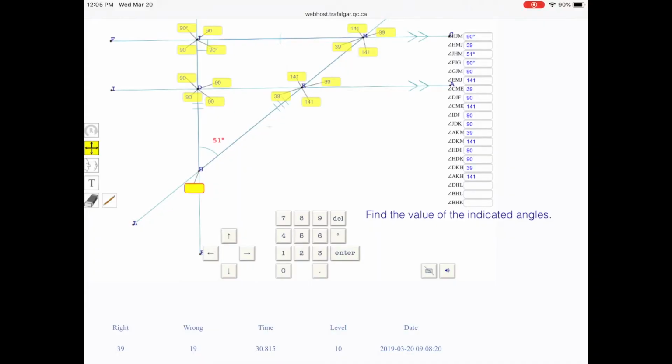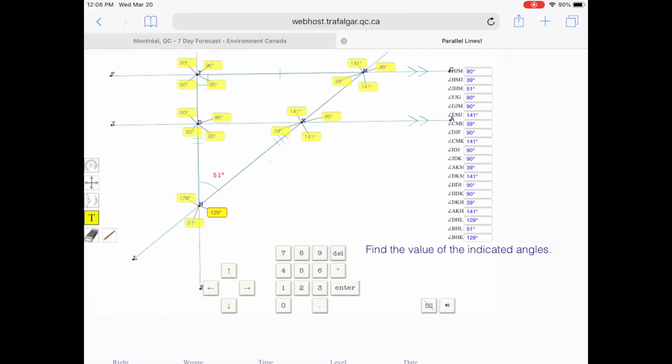So this is vertically opposite to my 51, so that's 51. The supplement to 51, what do you have to add to 51 to get to 180? So if it was 50, this would be 130. This is 51, one more than 50. So it's going to be one less than 130, which is 129. 129. This angle is going to be 129. That's all my angles. Double click on the degree symbol to fill in all the degrees. These are all of our angles. I just want to take a quick look to make sure I don't have any typos, then click enter.